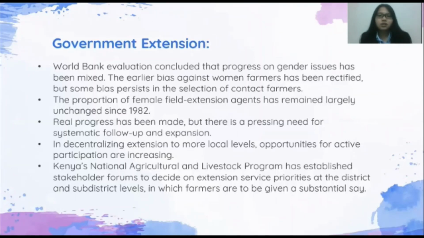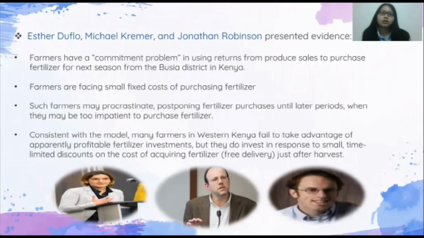A hopeful sign is that in decentralizing extension to more local levels, opportunities for active participation are increasing. Kenya's National Agricultural and Livestock Extension Program has established stakeholder forums to decide on extension service priorities at the district and sub-district levels, in which farmers are to be given a substantial say, but it's too early to determine how much more responsive the new system will be to the needs of women farmers or whether the long-run impact will be greater than past efforts.